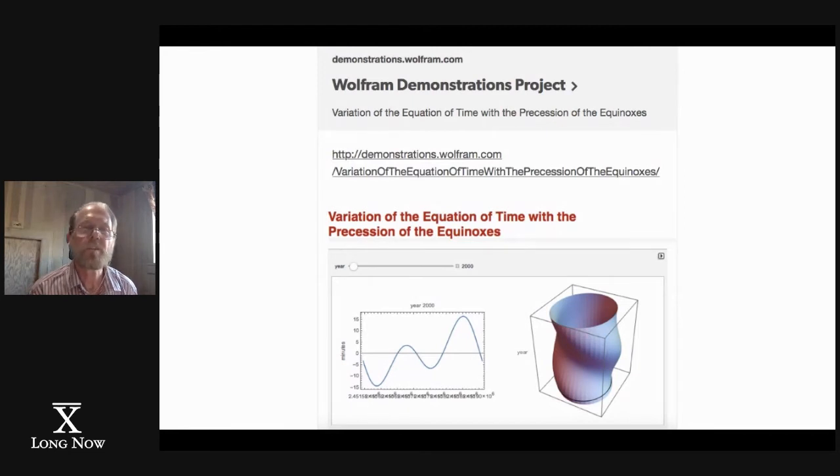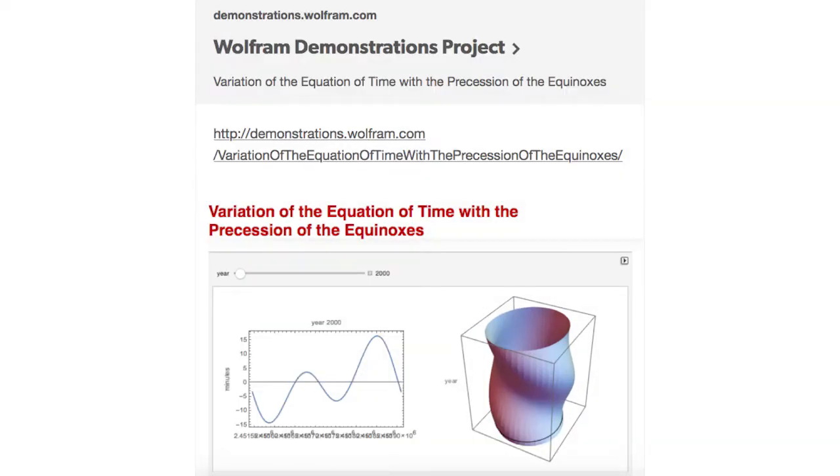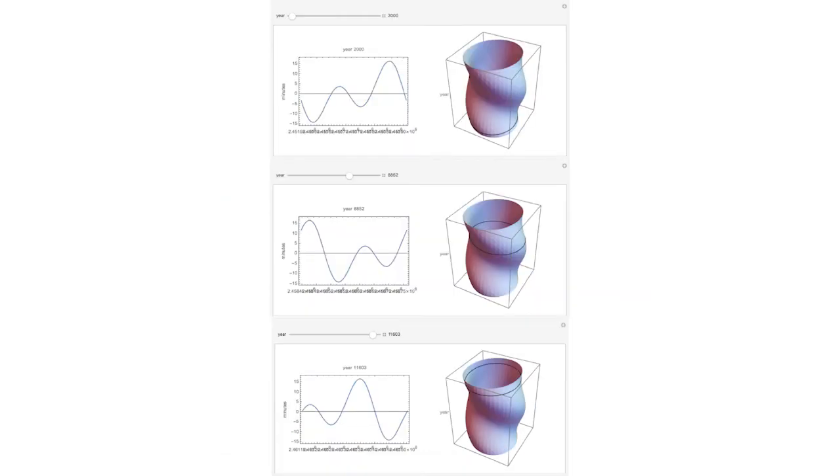You can interact with the equation of time cam in the Wolfram Demonstrations Project, and that really brings it home a lot better than just still pictures here. But here are some still frames from the equation of time demo. You can see how the equation of time morphs over an expanse of 12,000 years that's cast onto the cam for the clock.